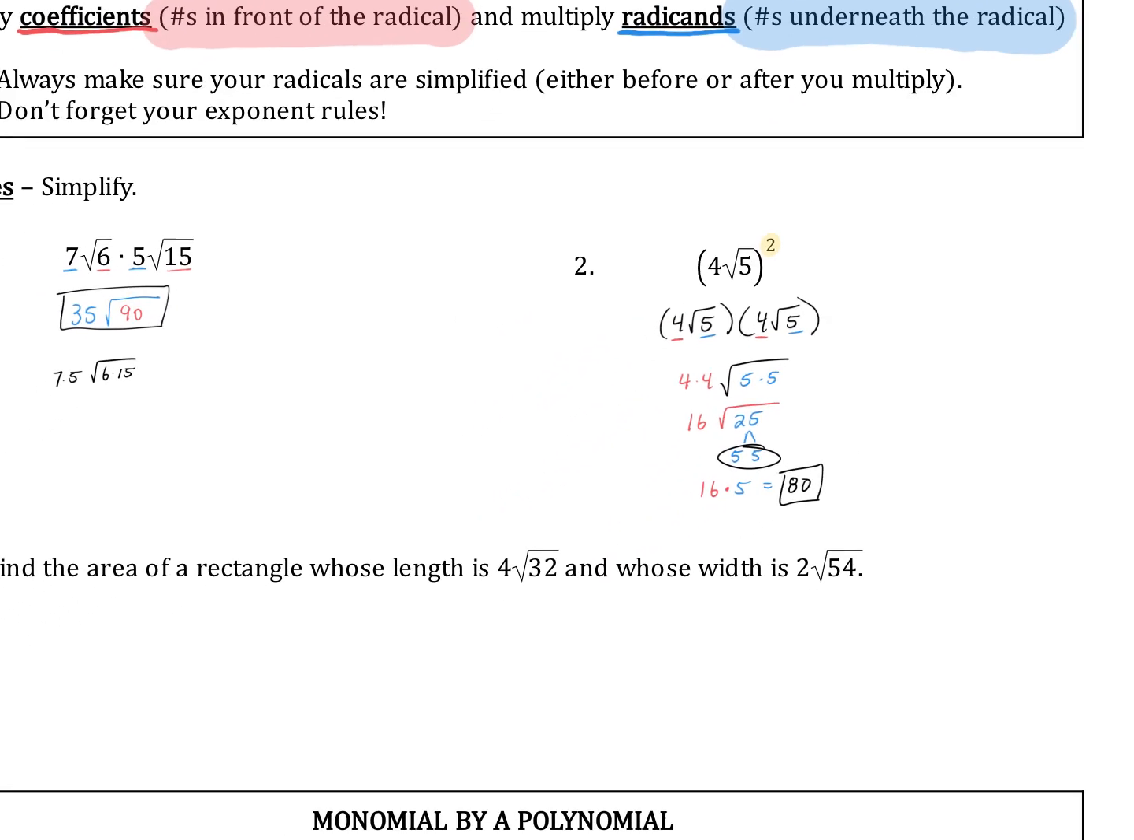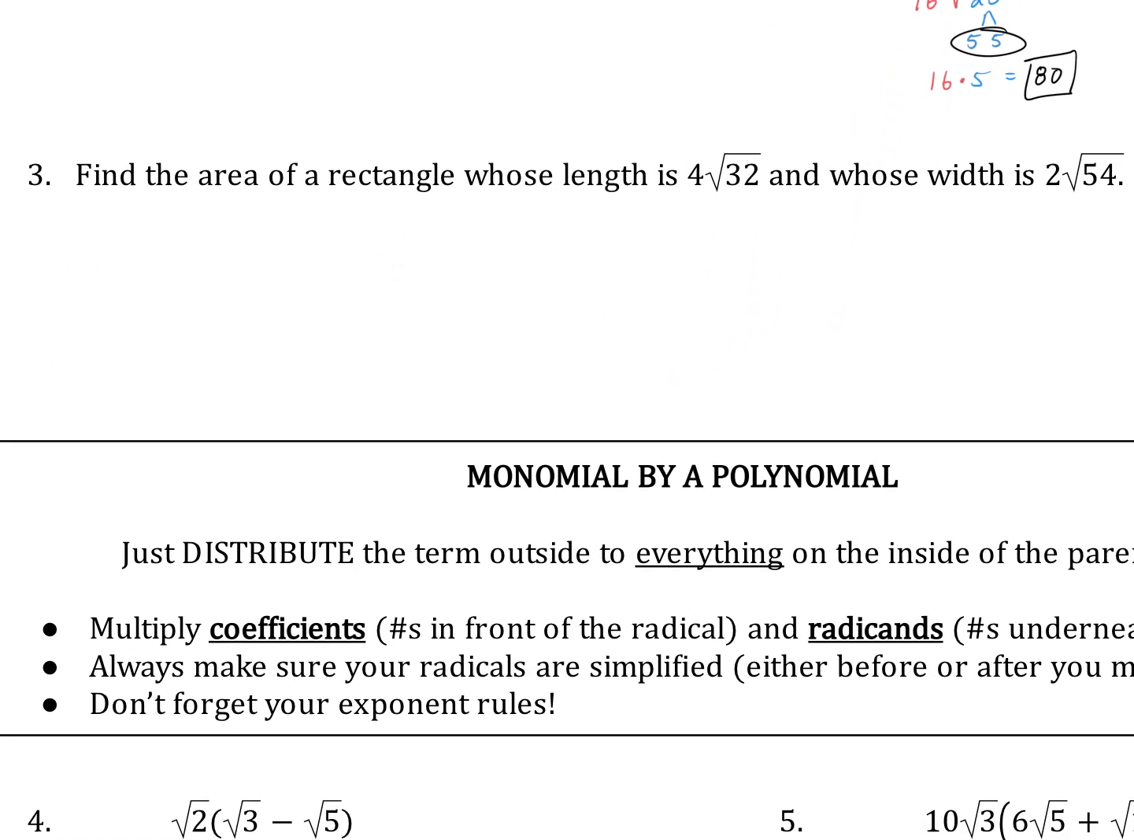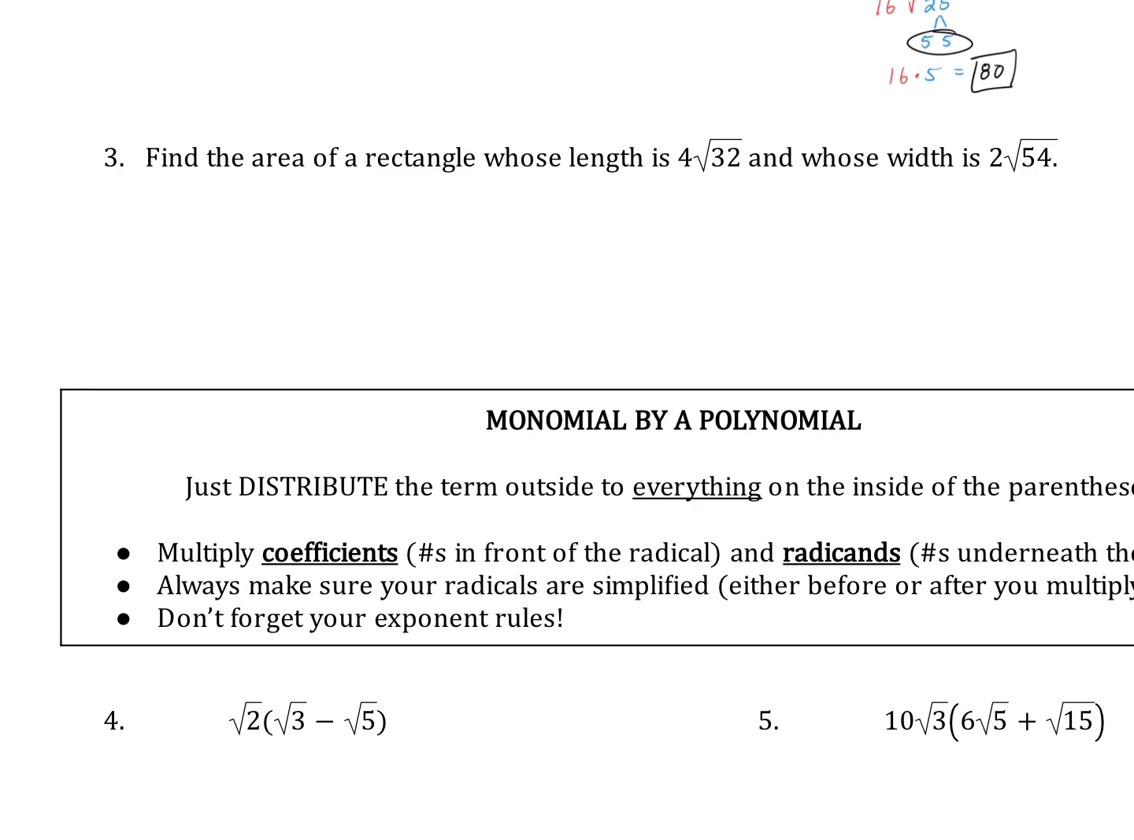Okay, let's look at a word problem here. It says, find the area of a rectangle whose length is 4 root 32 and whose width is 2 root 54. Just to review a little bit with word problems, we're looking for keywords here. Some of the keywords I'm seeing are area of a rectangle, length is 4 root 32, width is 2 root 54.